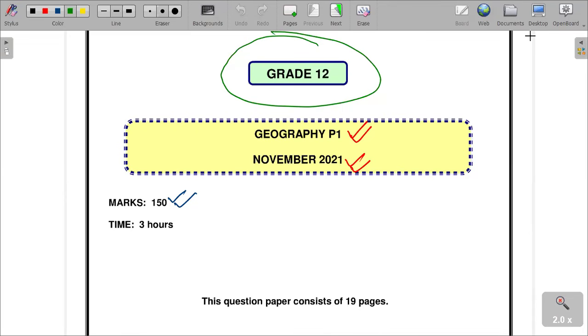Today I'm going to quickly go through revision of Paper 1, Geography 2021. I'm not going to waste any time. Just like in any case, I've done the instructions in the first papers. So let's quickly go to the questions.